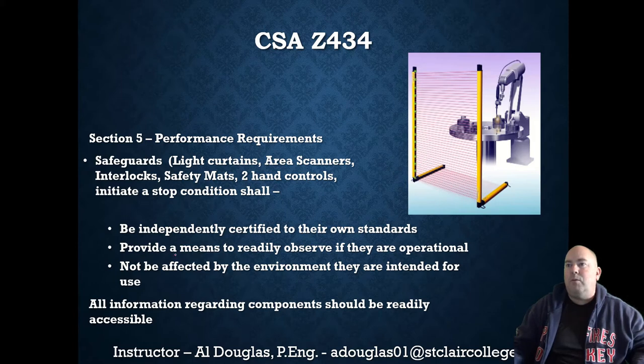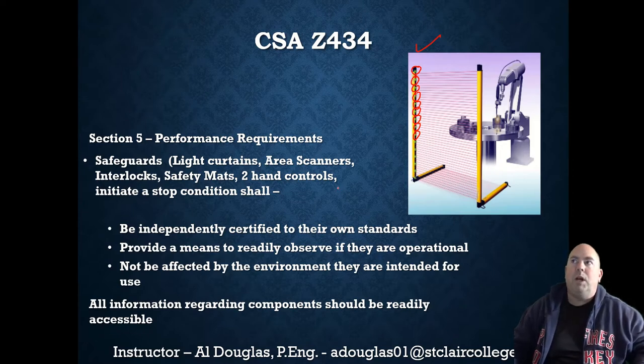Provide a means to readily observe if they are operational. So for example, these light curtains you see here, you can't see the little red beams that go between the light curtains, but what you will see on a light curtain, they've got these little green lights here, okay, that show if those green lights are on, that means this light curtain is actually operational. Okay, so you should be able to tell that these safety devices are working because they should light up in some way or somehow indicate that they are operating.